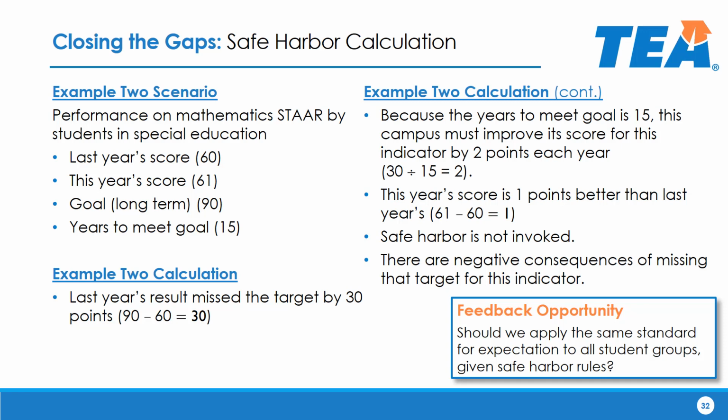Because the years to meet the goal is 15, this campus must improve its score for this indicator by 2 points each year. This year's score is 1 point better than last year's. So safe harbor is not invoked, and there are negative consequences of missing that target for this indicator. So here's a feedback opportunity. Should we apply the same standards for expectations to all student groups, given that we have safe harbor rules?